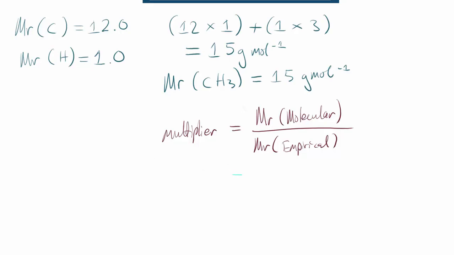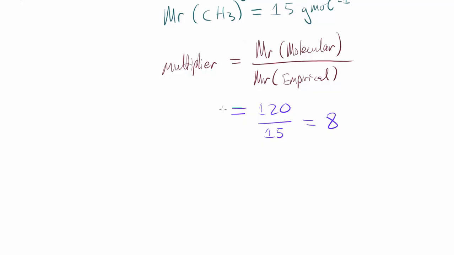Let's do that. It's going to be 120 divided by 15. I invite you to have a go and work that out to see what you get. If you do that, what you should find is you get 8. So the multiplier in this case is going to be 8.